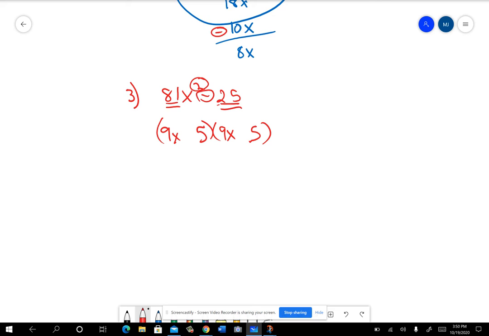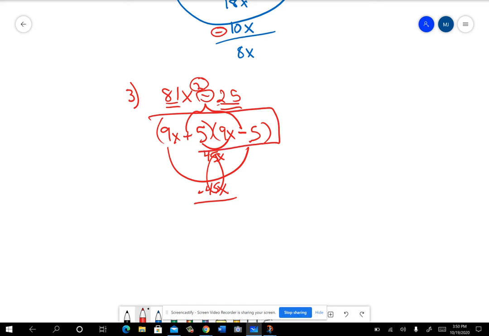And then this is the type that by now you should be able to do pretty quick. You know the signs have to be different to give you the negative, and by doing that, that makes the middle term add up to be 0, cancel out. Okay, so your answer would be 9x plus 5, 9x minus 5. Now, what if you had like a 81x squared plus 25? That one would be prime or not factorable.